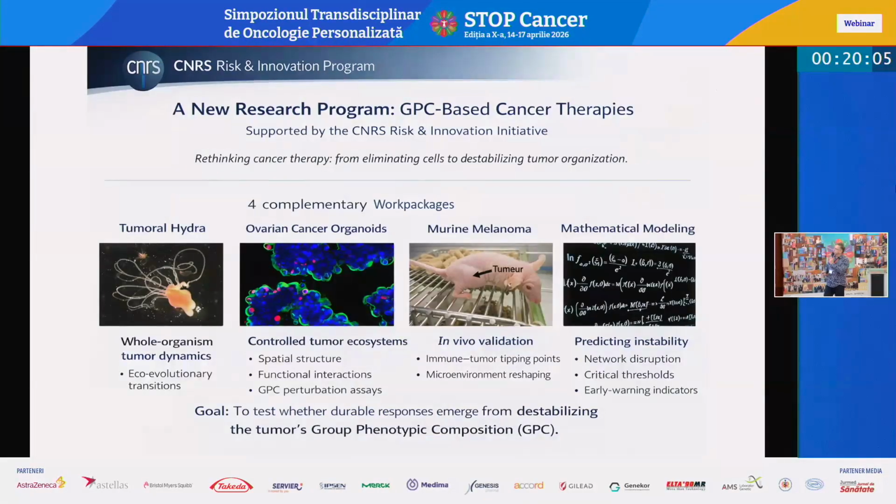So the good news is that I have recently obtained a big grant from the CNRS to explore this research direction. The bad news is that I'm still waiting for the money since months now. But if the money finally comes, we will develop this project through 4 work packages. One will be based on tumoral hydra, another one on ovarian cancer organoids, a third one will consider murine melanoma, and then we will do some mathematical modeling.